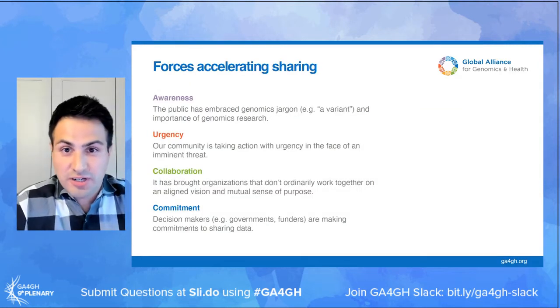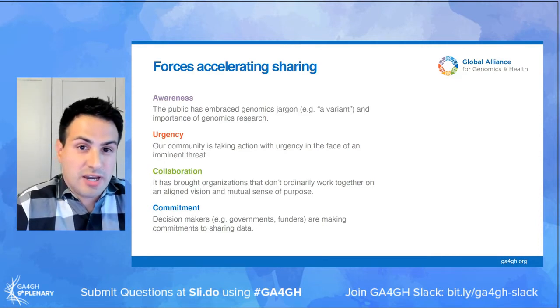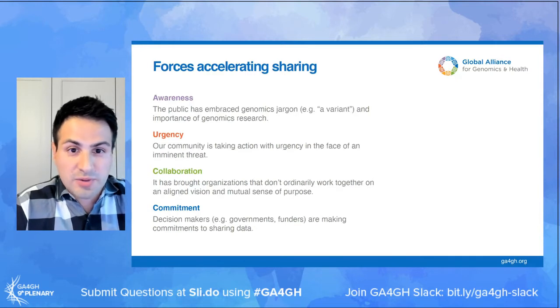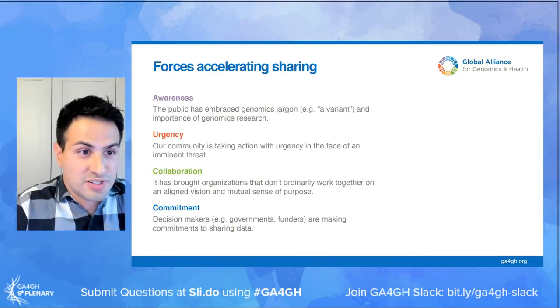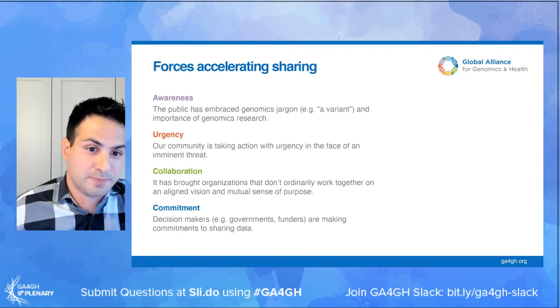The global need to share viral genomics data in light of the pandemic, I think, has in many ways accelerated the mission of our alliance. It's created awareness to the problem, an urgency to take action, the need to collaborate across boundaries and borders, and a commitment from high-level decision makers. Next slide.